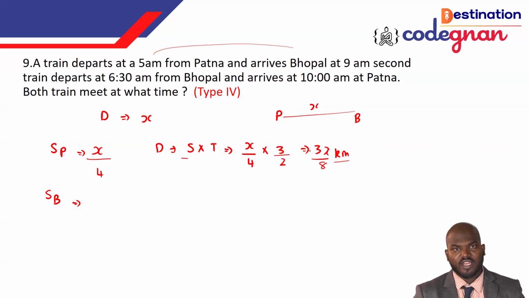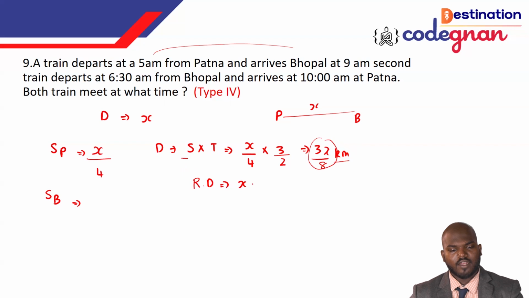Now both of the trains are traveling from 6:30, right? So that's the time limit we can call here. This is the 1.5 hours journey, and this is the distance traveled from the partner. So then what is the remaining distance? The remaining distance we can call x minus 3x by 8 here.